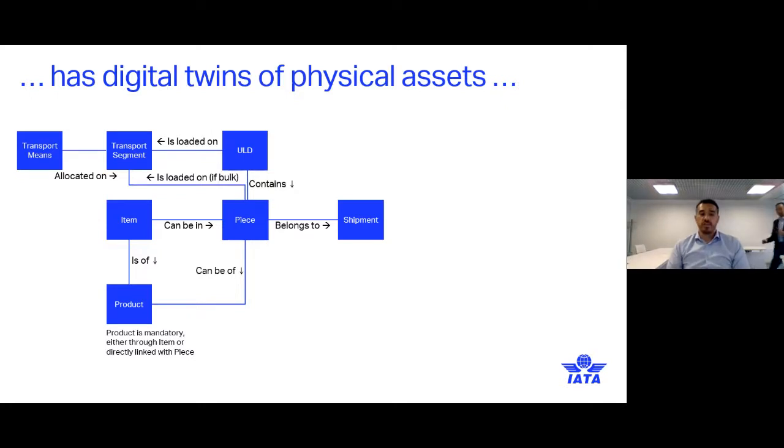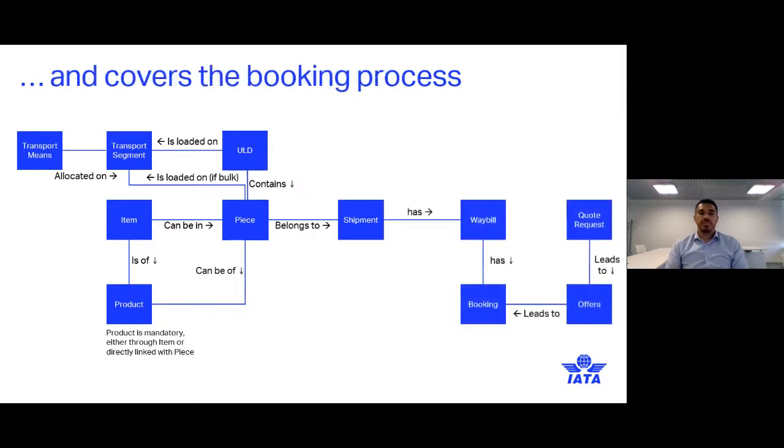We have the transport segments that cover the transport movement. We have also the ULDs, which are the containers, and as you can see, the pieces. So the different relationships between the items are explained here in a semantic way.